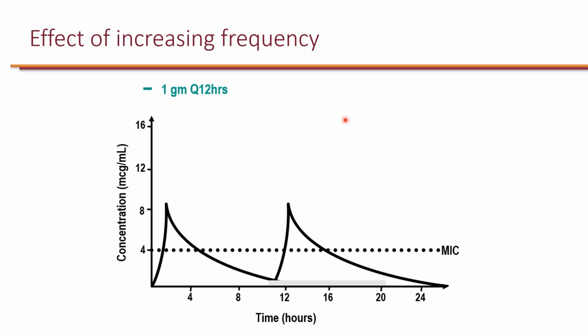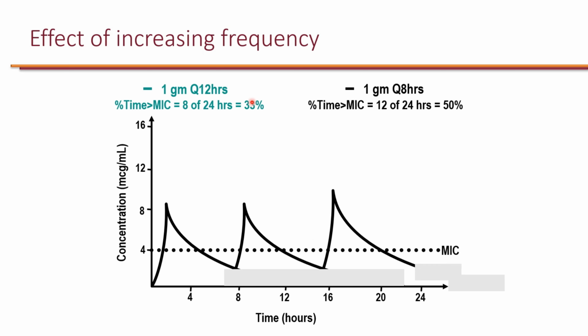Now, what if instead of increasing the dose, we increase the frequency? So instead of infusing every 12 hours, we infuse this every 8 hours. So what happens is that you actually get 3 peaks. And because you now have 3 of those 4 hours, you get 12 hours out of 24. So that's 50% time above MIC.